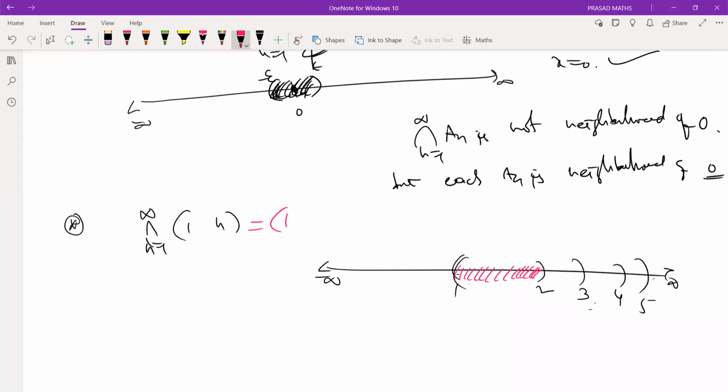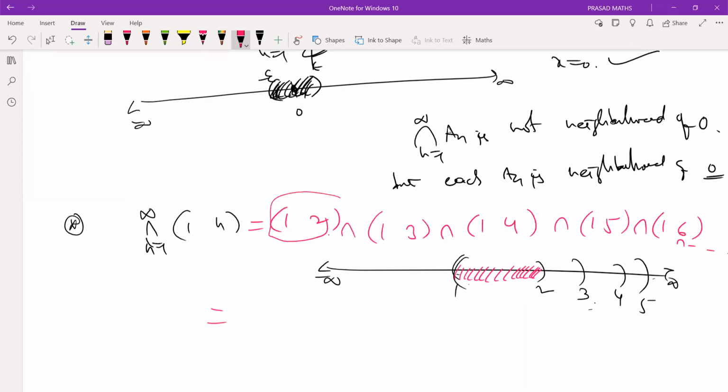Good. Who said? Pandu, sir. Yeah, very good. First set is what? Actually, open interval (1, 2). Second set is (1, 3). Third set is (1, 4). Fifth set is what? (1, 5). Sixth set is what? (1, 6). What is the least set?